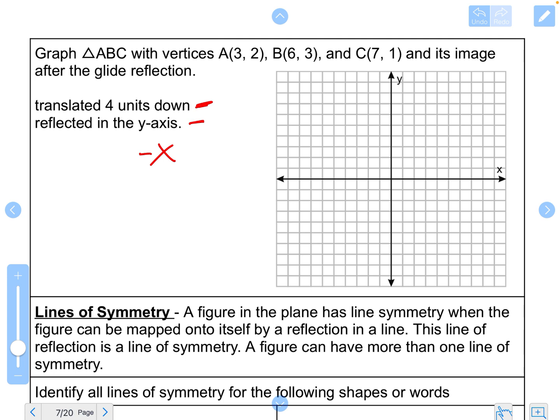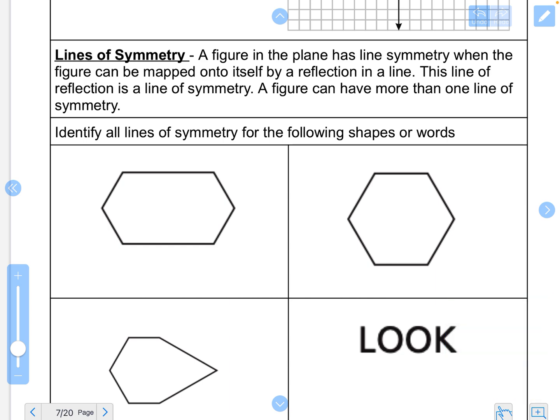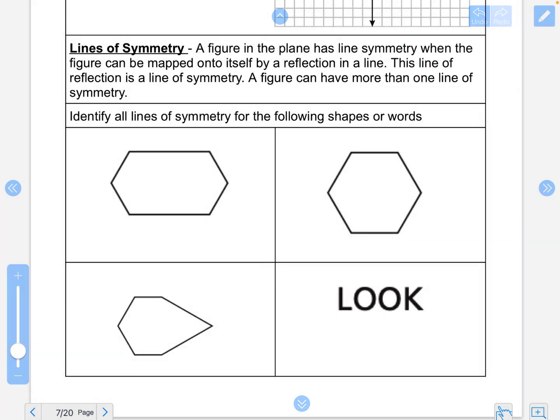So when we talk about reflections, we talk about line of symmetry, and which shapes have symmetry, how many lines of symmetry they have, and what it looks like. So a figure in a plane has line symmetry when the figure can be mapped onto itself. So that means when we reflect it, it looks the same after a reflection over a line. This line of reflection is your line of symmetry. Shapes can have more than one line of symmetry.